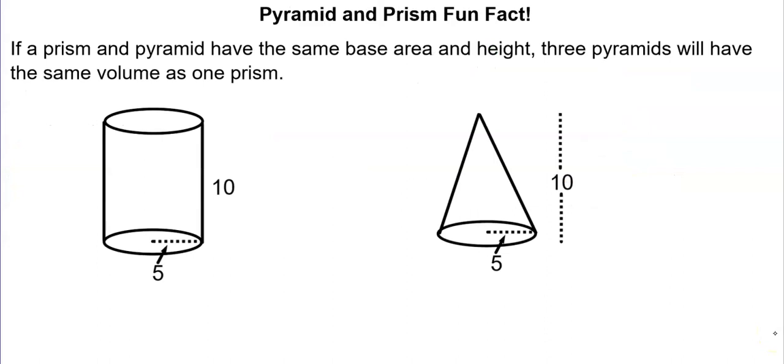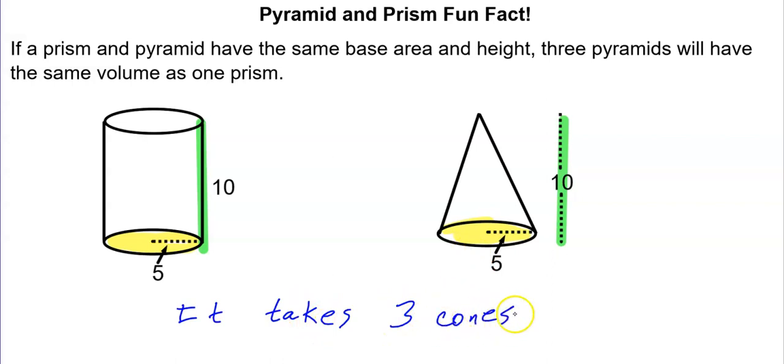Now, pyramid and prism fun fact. If a prism and a pyramid have the same base area, notice this base area, they're both circles with a radius of 5, so their base areas are the same, and they both have the same height, the volume of the cone is 1/3 that of the cylinder. What I am saying is it takes 3 cones to fill this cylinder. And not only a cone, it would be any pyramid. It takes 3 cones or pyramids.